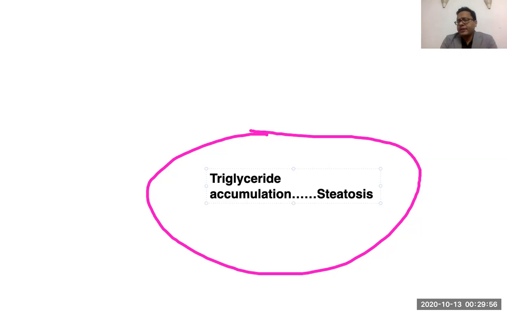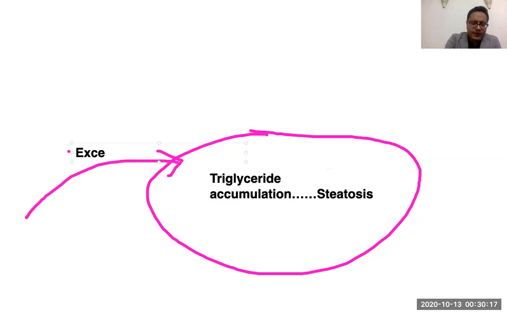Question is, why could fatty liver occur? It's very simple. In the simple form, this could occur due to three reasons. Reason number one, if from peripheral fat sources, an excess amount of free fatty acid comes into the liver, exported into the liver.